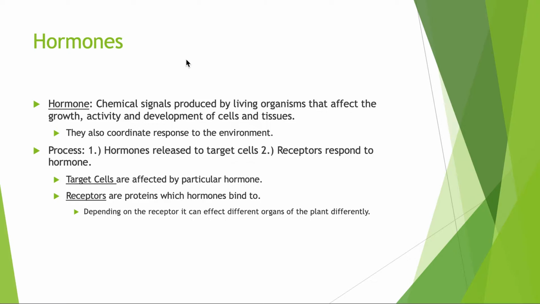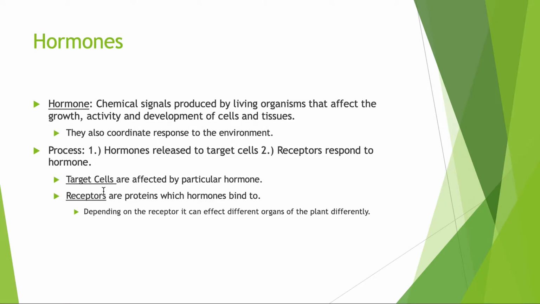First off, we want to talk a little bit about what a hormone is. A hormone is going to be a chemical signal produced by living organisms that affect the growth, activity, and development of cells and tissues. They also coordinate response to the environment. Pretty much what's going to happen in this process is the organism is going to release this chemical messenger. This chemical messenger has a target cell, so it's not going to affect all cells. It's going to affect a specific cell, that cell being called the target cell.